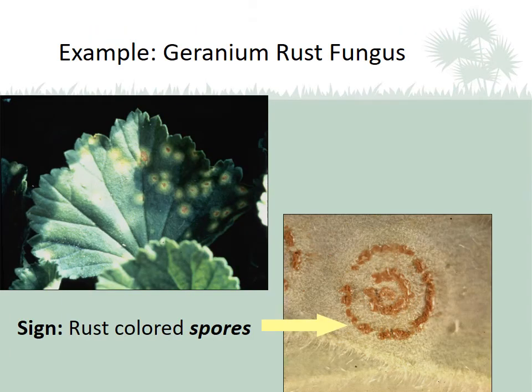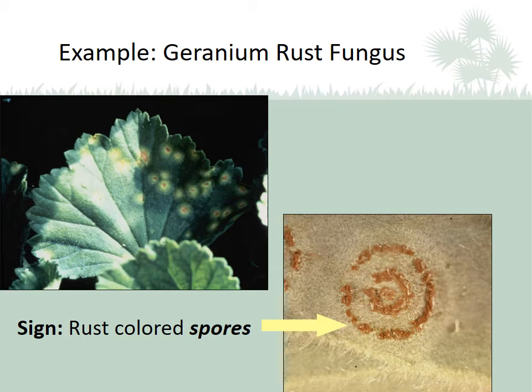Here we have another example of a fungus. This one is the geranium rust fungus, and a sign here that's key to identify is the rust-colored spores. So these are reproductive bodies from which the fungi will reproduce, and so it's important to understand that we have these characteristic signs that go with certain fungi that help us to identify them. And here in the top left portion, you see from a distance, this looks like a discoloration or perhaps a water-soaked lesion. It may be confused with another fungi or another bacteria.